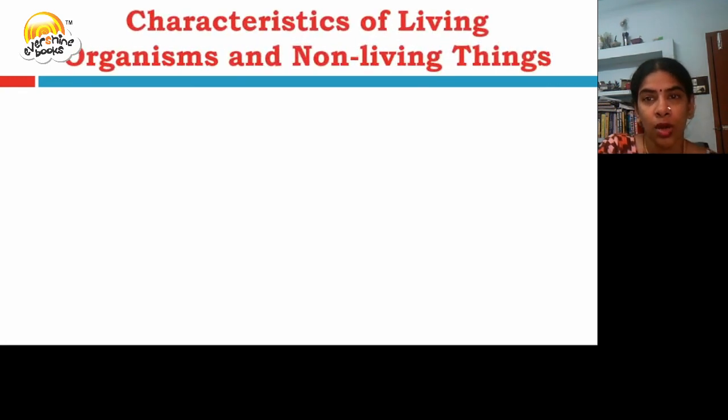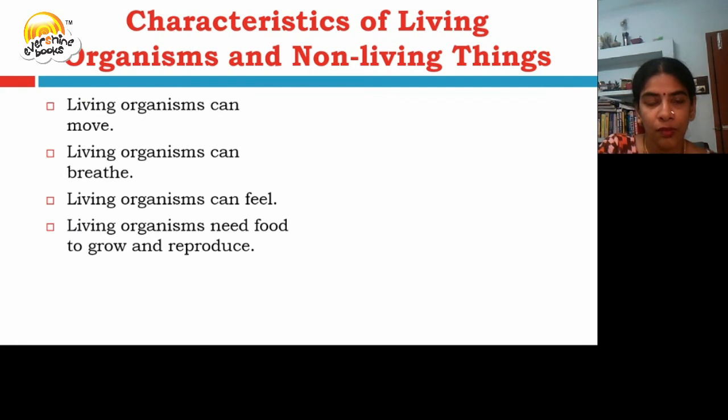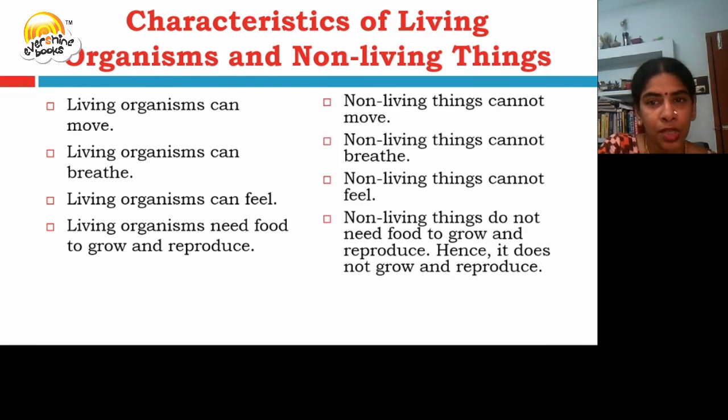Let us now differentiate the characteristics of living organisms and non-living things based on the discussion given. We can see that living organisms can move, can breathe, can feel, and need food to grow and reproduce, while non-living things cannot move, cannot breathe, cannot feel, and do not need any food to grow and reproduce.